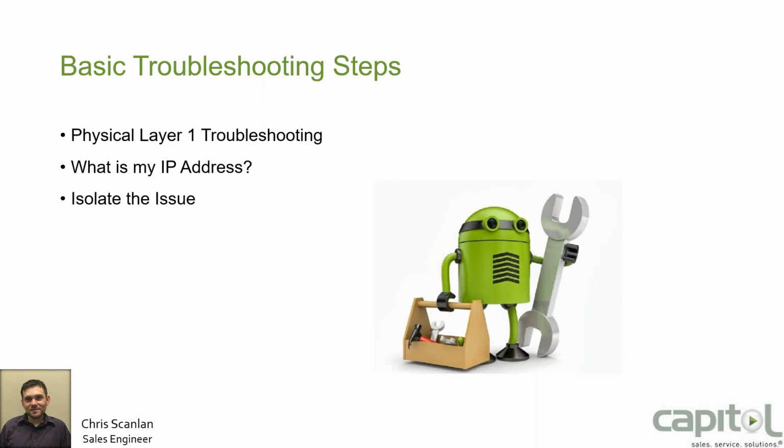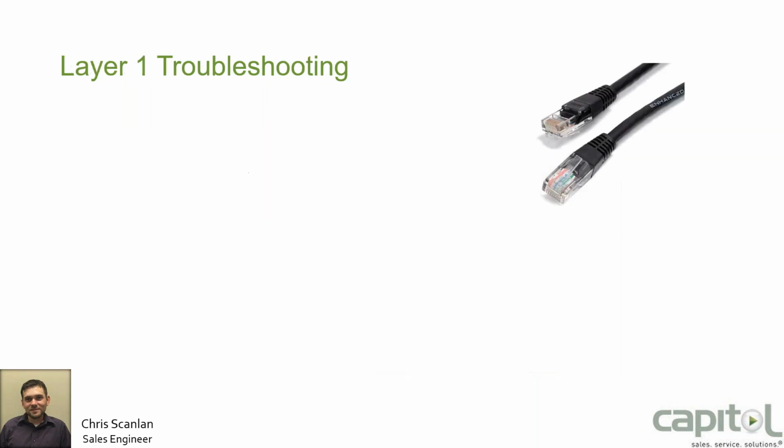Physical layer 1 troubleshooting, things like what is my IP address? Being able to find out your IP address can tell you a lot about a network and what the issue may be, to help you isolate the issue. First and foremost, these should be pretty straightforward, but you'd be amazed how many calls I get and find out that a device got unplugged or a network cable got unplugged.